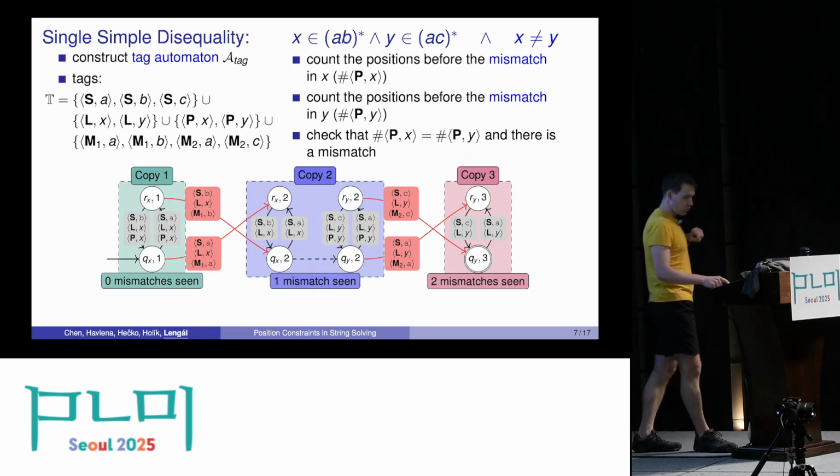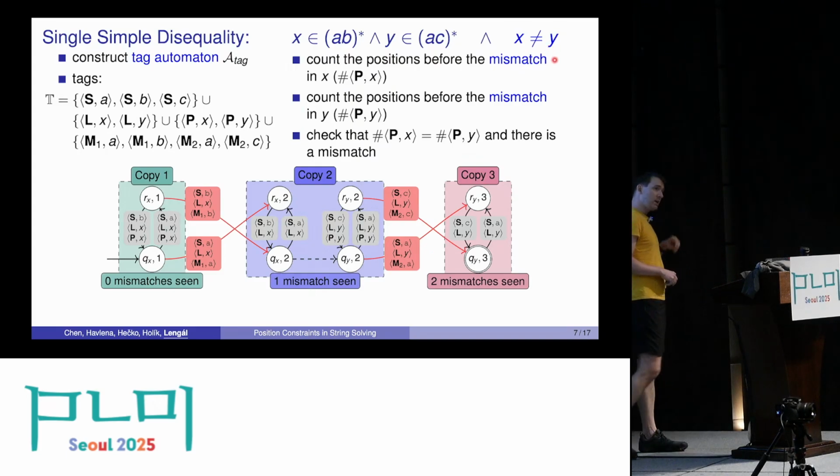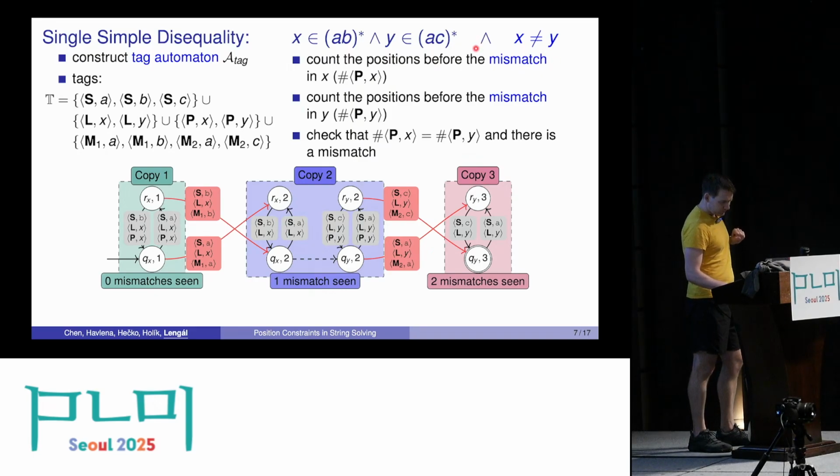Because what we need to do is guess some position in X where there is a mismatch, and guess a position in Y where there is a mismatch. So we need these 3 copies of the automata in order to be able to say whether there was a mismatch and at which position it was. In the first copy, we know that there needs to be some mismatch in X, so we pretty much start accepting something here.